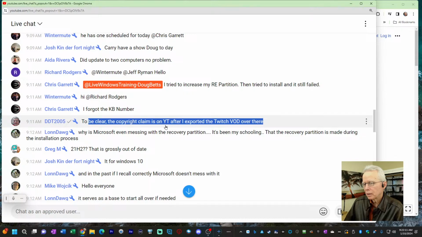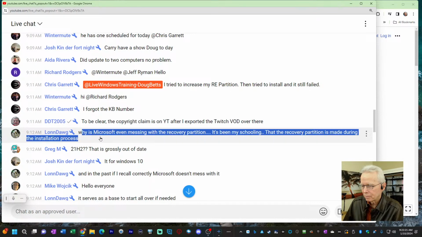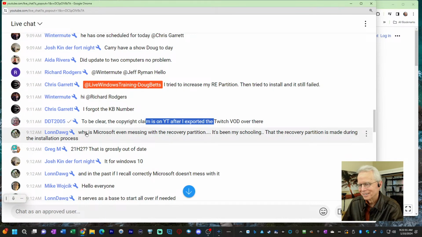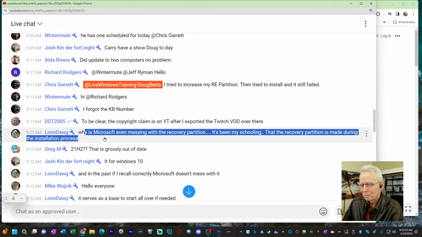Tried to increase my recovery environment partition, then tried to install and it still failed. The copyright claim. Oh, Dennis, thank you for that clarification. The copyright claim was on YouTube, not on Twitch after you exported and uploaded to YouTube. Got it. That makes sense. It would seem really weird for Twitch to give you a copyright claim on a sound that's generated by Twitch. Why is Microsoft even messing with the recovery partition?